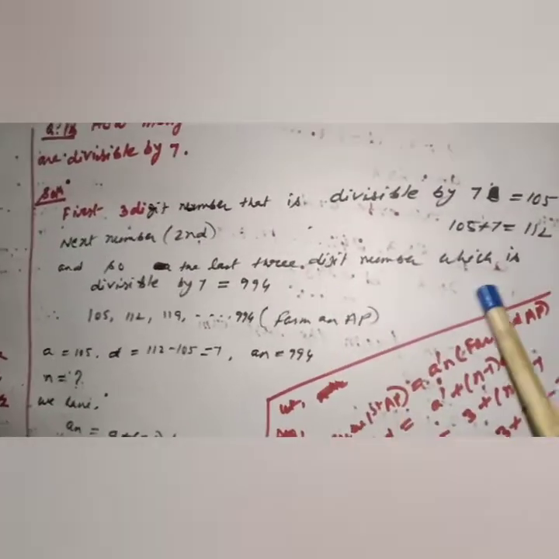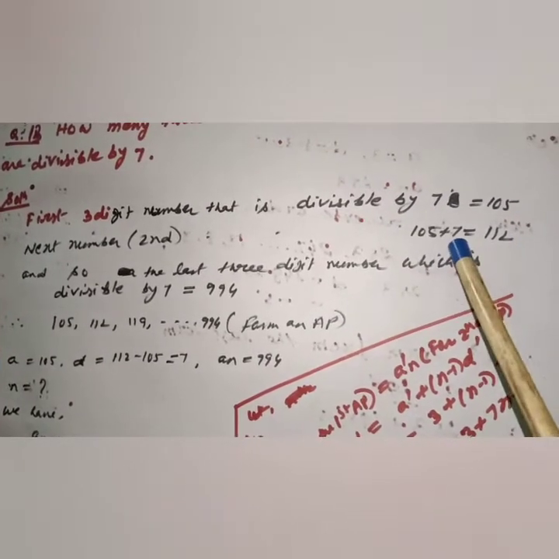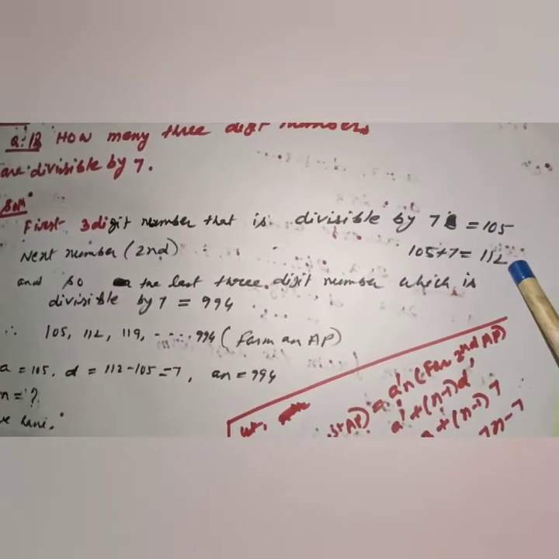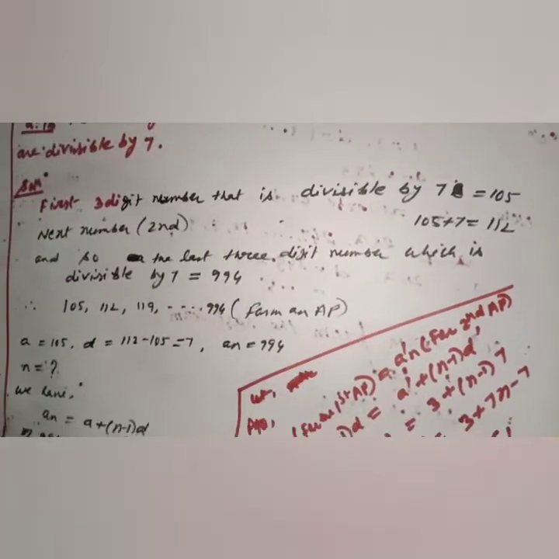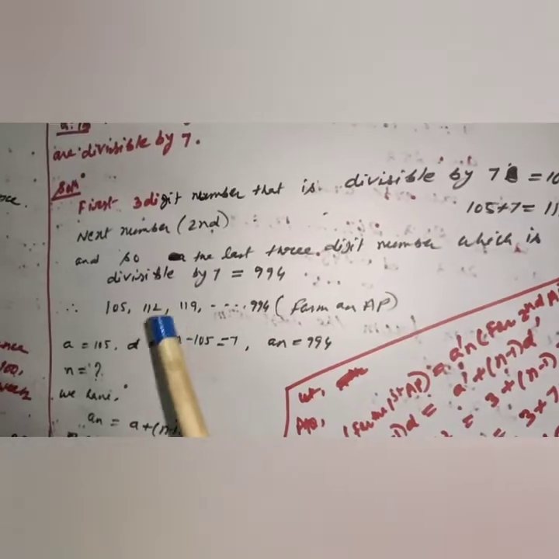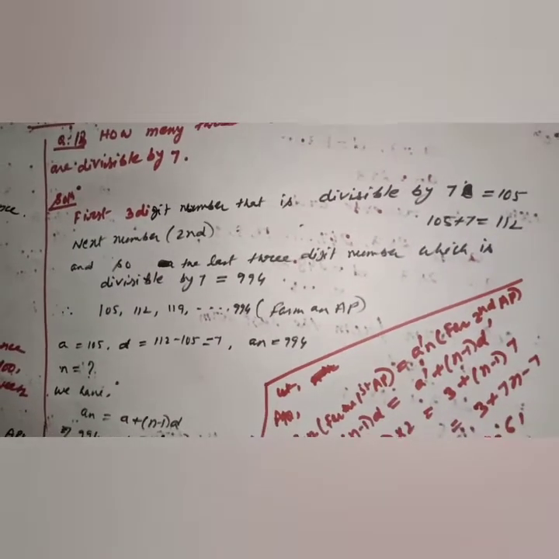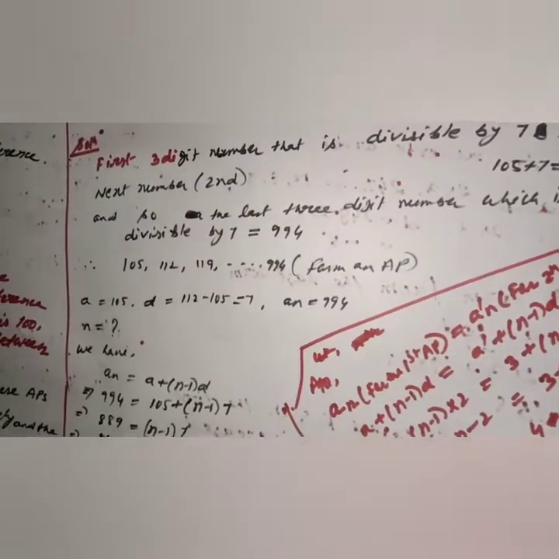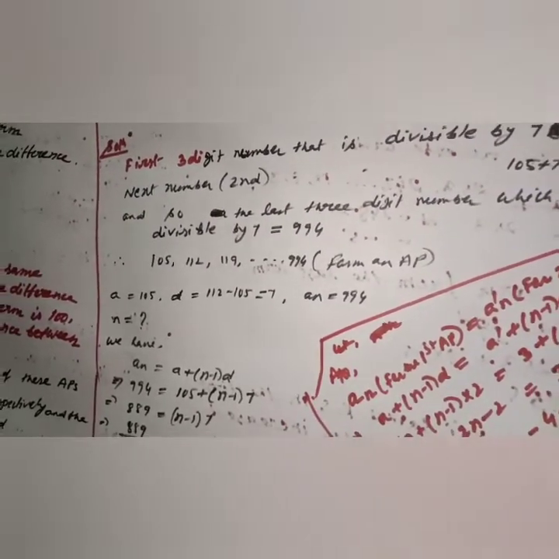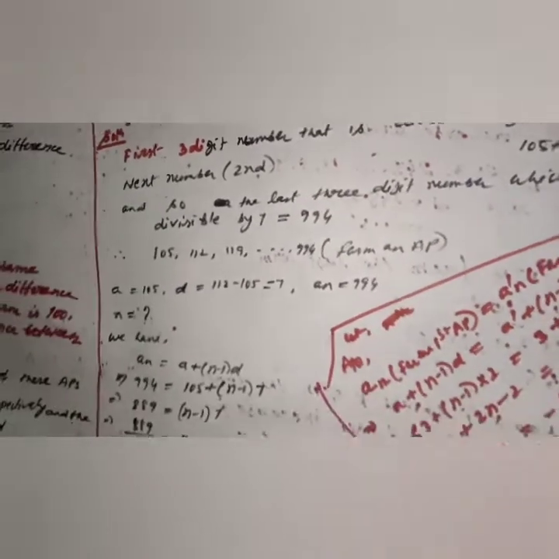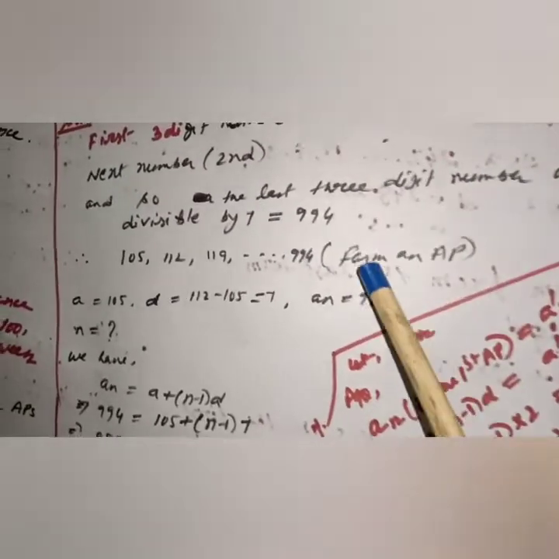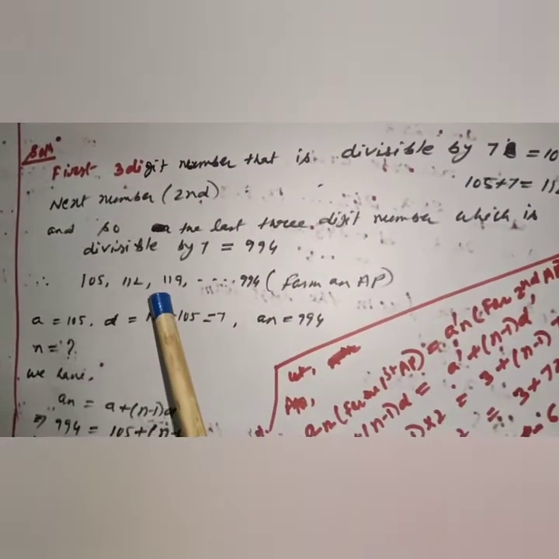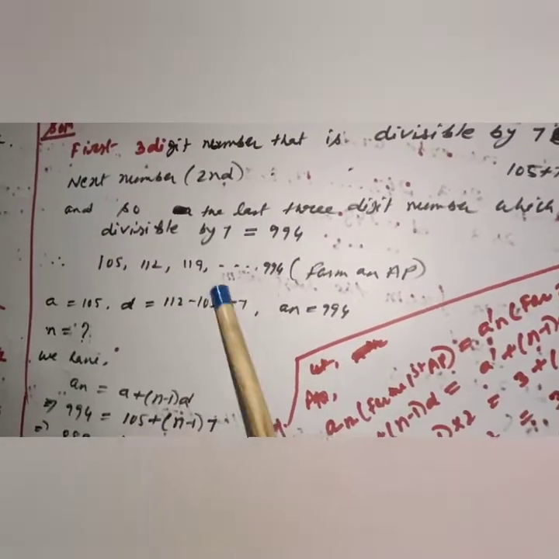So next is what? 105 plus 7, how much? 112. Means in between 105 and 112 there are no numbers which are divisible by 7. This is the second. Now the last 3-digit number: 999 is not divisible by 7, 998 is not divisible by 7, 997 is not, 995 is not, but 994 is. So the last number divisible by 7 is 994. So we got 105, 112, then so on, up to 994.